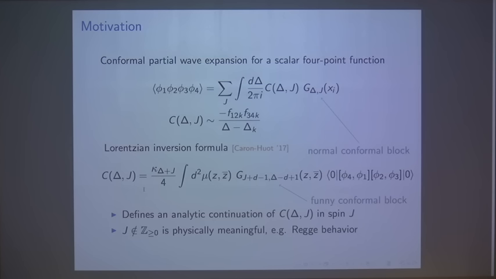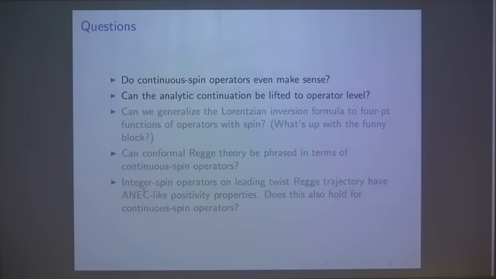And also let me mention that we know already that non-integer values of J are physically important because, for example, they give you the behavior of the 4-point function in the Regge limit. Given this information, it seems natural to ask some questions, and the main question is whether we can lift this analytic continuation to the operator level. In other words, whether we can have analytic families of operators parameterized by spin, which at integer spin reduce to usual local operators. Before we can answer this question, we also need to understand whether continuous spin operators even make sense in conformal field theory.